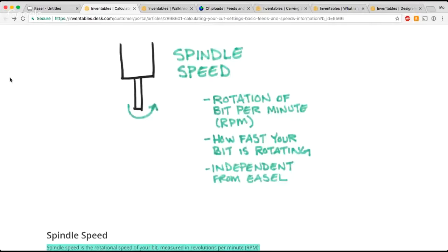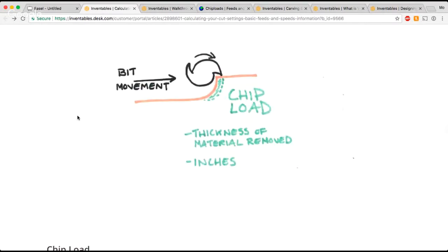So chip load, I'll go into our little thing here. Chip load is basically the thickness of the material that's removed every time your bit makes a rotation. Every time one of these flutes digs into your material, this space here, the length of this bit, is what is indicated by your chip load. So it is the thickness of the chip that is formed while you're machining your material.